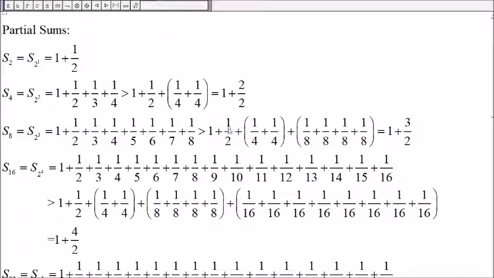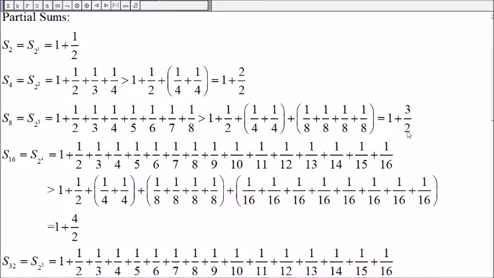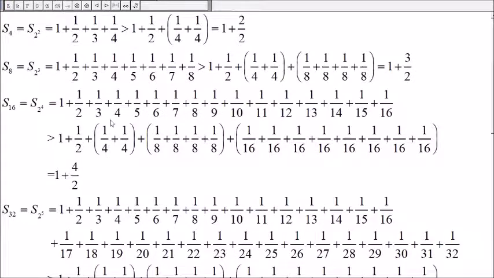This is 1, this is a half. A fourth plus a fourth is a half. And this is 4/8, which is also a half. So we have 1 plus a half plus a half plus a half. So we have 1 plus 3 halves. Now look at the S sub 16, or the partial sum of the first 16 terms.